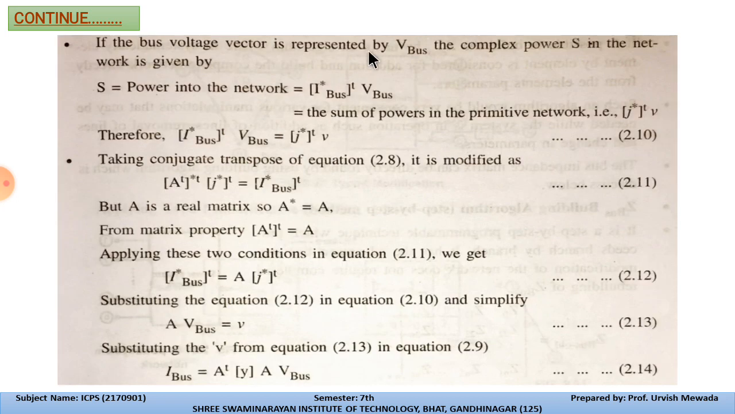Now if the bus voltage vector is represented by V bus, from the equation of complex power, as we already know, that is S is equal to I conjugate into V. So from that equation we can write it for the bus incidence matrix also. So S is the complex power into the network, or we can say the apparent power into the network. That is I conjugate into V.